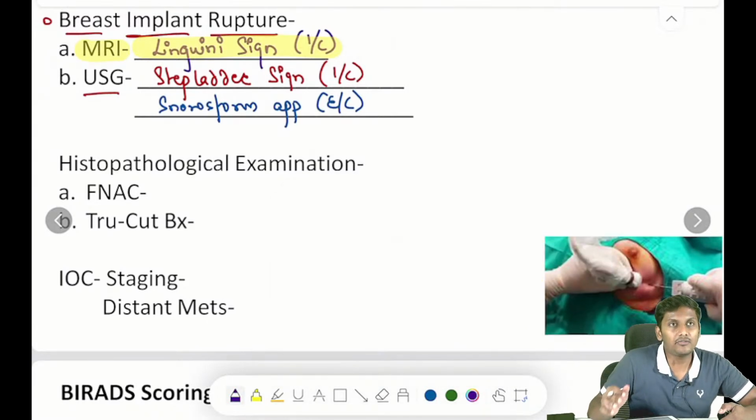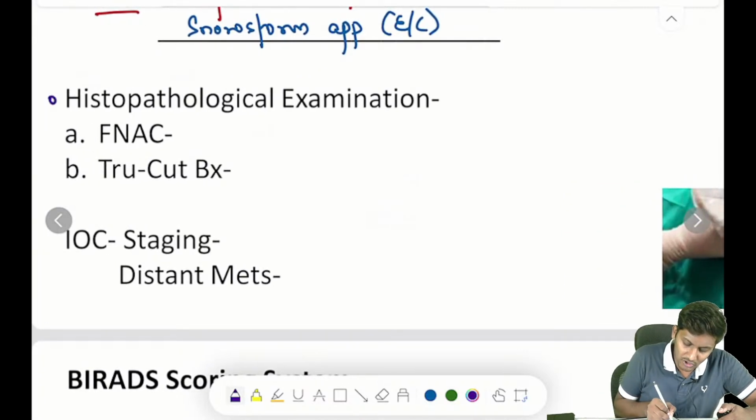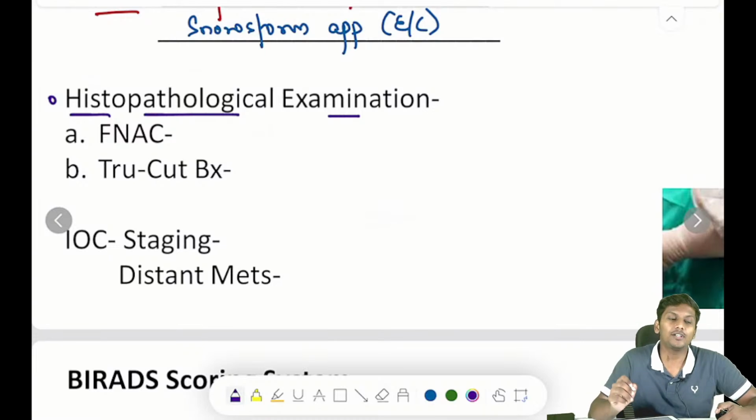And the last thing that we saw in triple assessment was nothing else but histopathological examination. If I talk about HPE, I told you histopathological examination can be done by two methods.